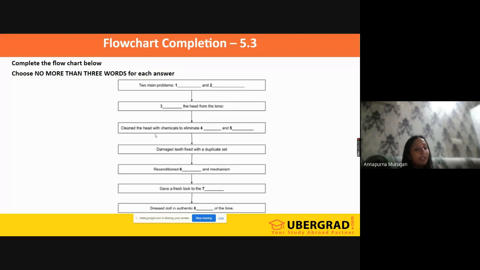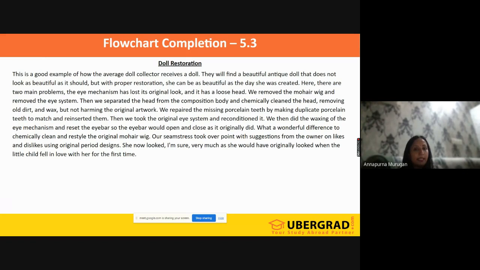Now, clean the head with chemicals. They clean the head with chemicals to eliminate dash and dash. What they did, they cleaned the head with chemicals to eliminate something and something. Let us see. Get back to the question here. And remember, always less than three words. So you can see we separated the head from this, chemically clean the head, removing the old dirt and wax. So what they took out? Yeah, old dirt and wax.